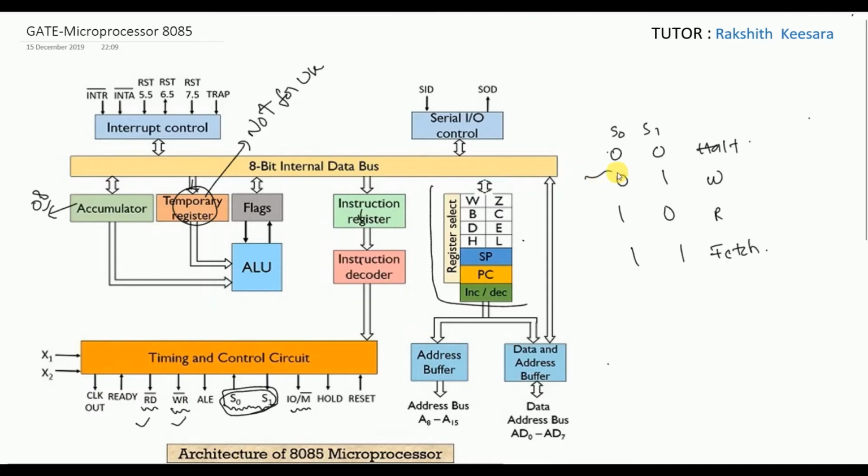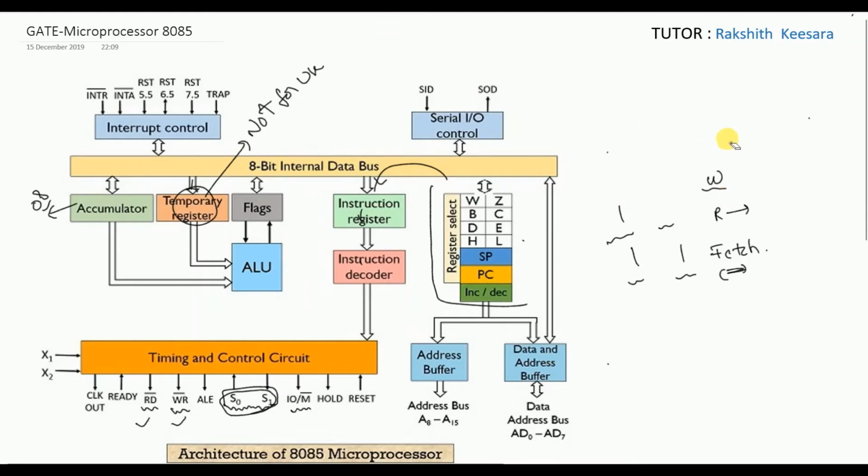If S0 and S1 are 0, 0, it is halt, no operation is being performed. If S0 is low and S1 is high, it is a write operation, guys. You should remember it. There is no logic here. If S0 is high and S1 is low, it is a read operation. If S0 is high and S1 is high, it is a fetch operation. What is fetching, guys? Taking an instruction from memory is called fetching. These pins do not participate in any operation. They just show the status of which operation is being performed.